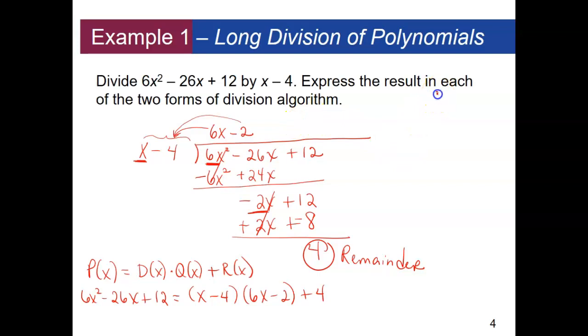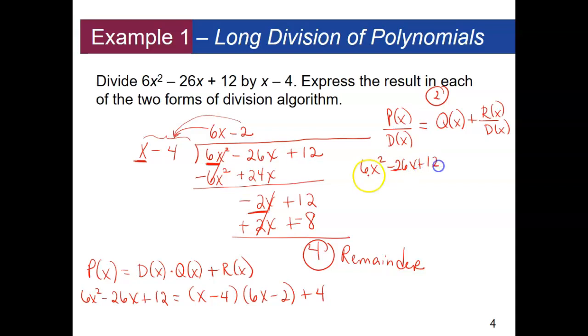The other form I'm going to come up here and do is the polynomial divided by the divisor equals the quotient plus the remainder over the divisor. So my polynomial is 6x squared minus 26x plus 12 over x minus 4. That's going to be equal to, and I'm running out of room here, my quotient plus my remainder over my divisor.